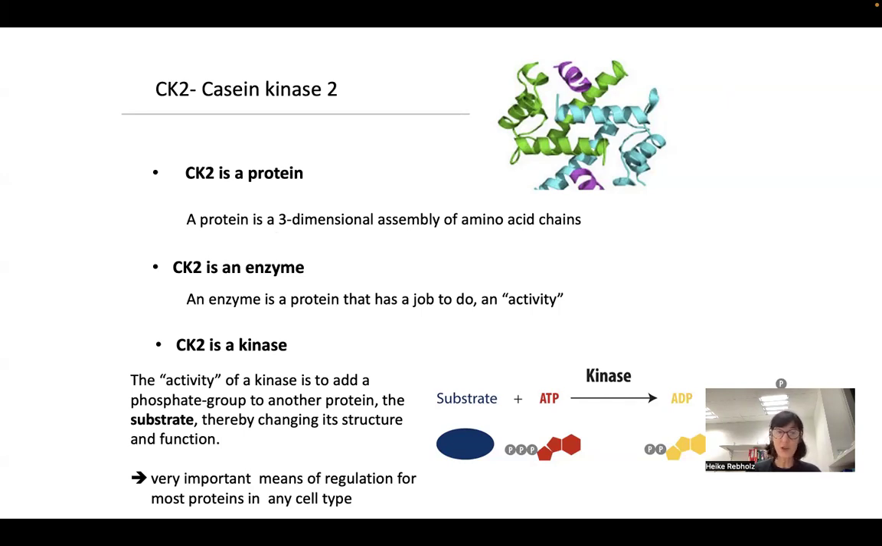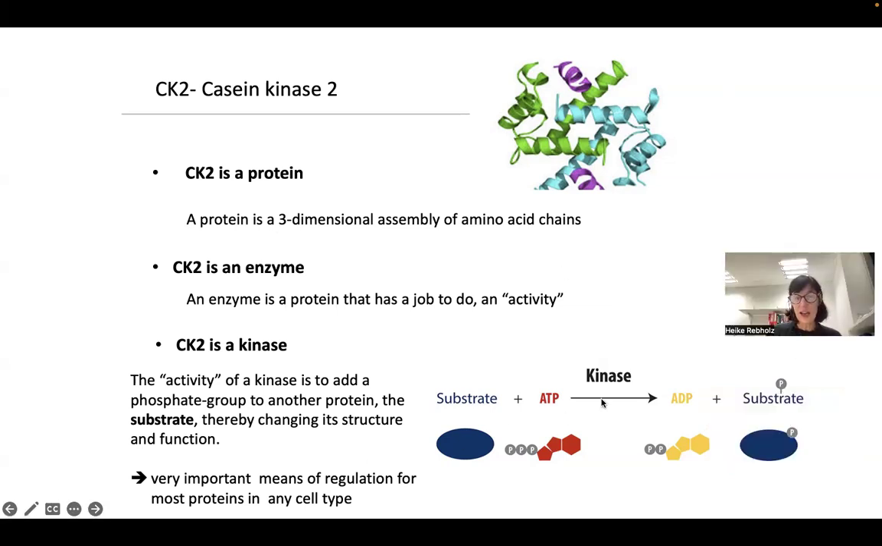And the activity of CK2 is to be a kinase, as the name says. It's called CK2 for casein kinase 2. So what kind of activity is that kinase activity? It means that a kinase takes a molecular group that is called a phosphate and transfers it onto another protein that we call the substrate, and modifies it thereby. So we have a substrate that becomes a phosphorylated substrate, which will impact the ability of that substrate protein to do its own job or to interact with other proteins within the cell.